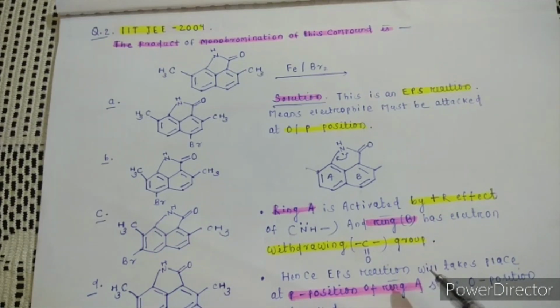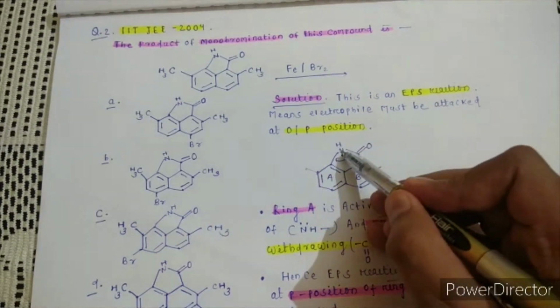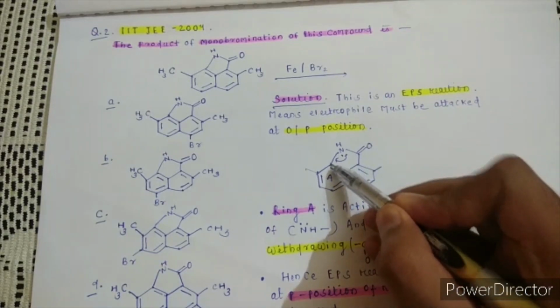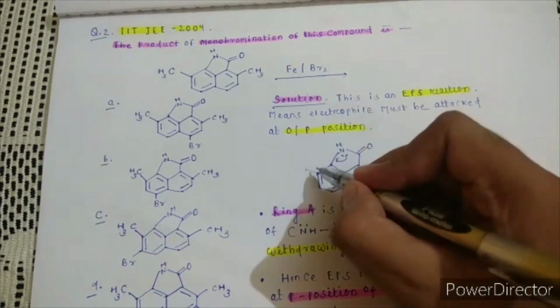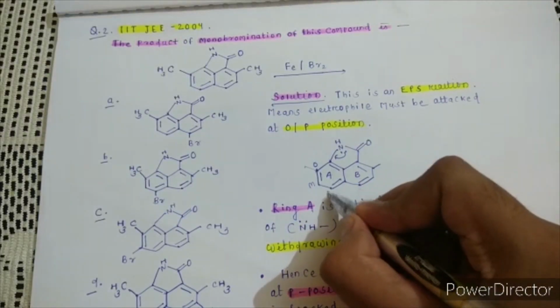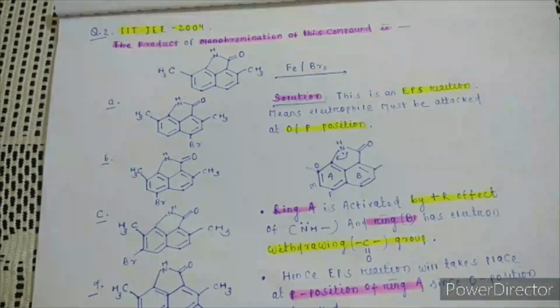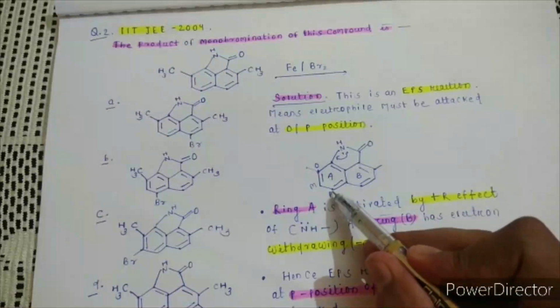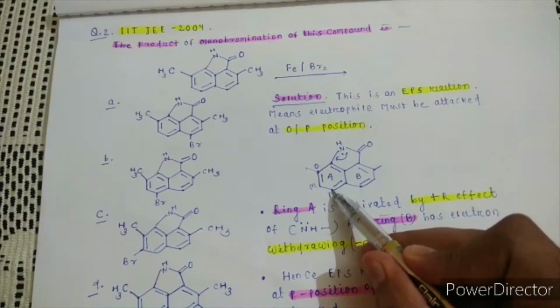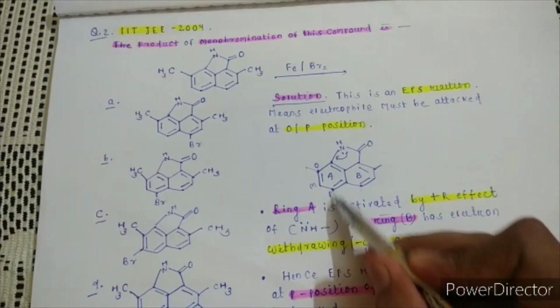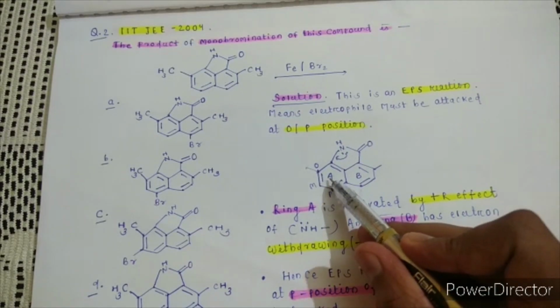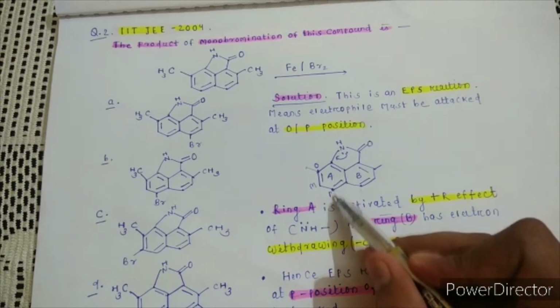So which one is the para position? Think, nitrogen is attached to this position. This position is the ortho position, this is the meta position, and this position is called the para position. That means Br plus will attack this position. So Br will attach to ring A, at its para position, so the Br group will join to this position.